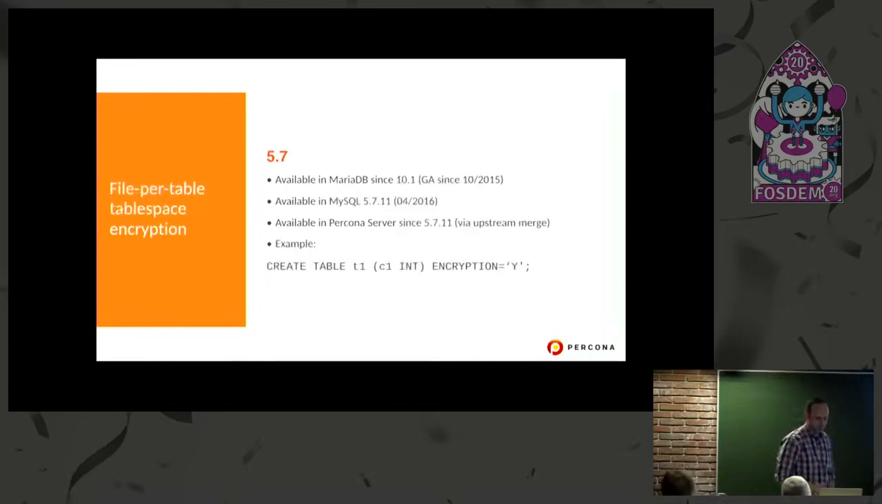File-per-table tablespace. This is one of the earliest features available. It's available in MySQL 5.7.11, and the same in Percona Server. We got it by the upstream merge. How to use it?